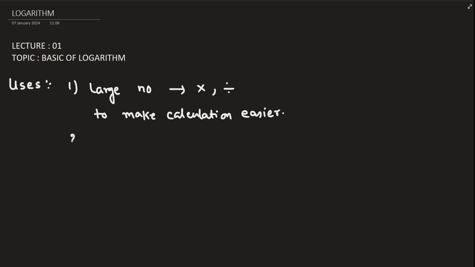The second application of logarithm is the pH scale. You know about the pH scale in chemistry. The pH scale is defined as the negative of the logarithm base 10 of the concentration of hydrogen ions. This is the second use where we get the application of logarithm. Many uses are there in the engineering field. We have many applications of logarithm.